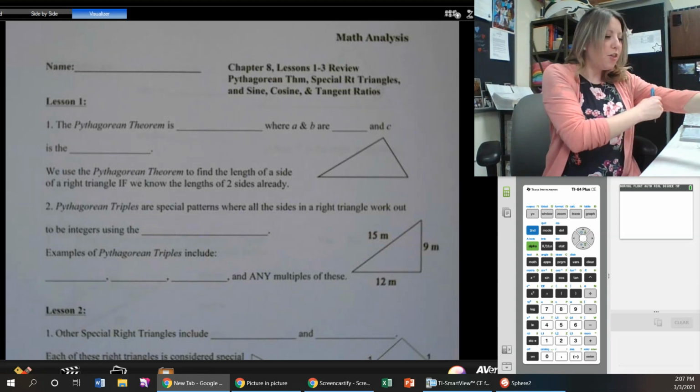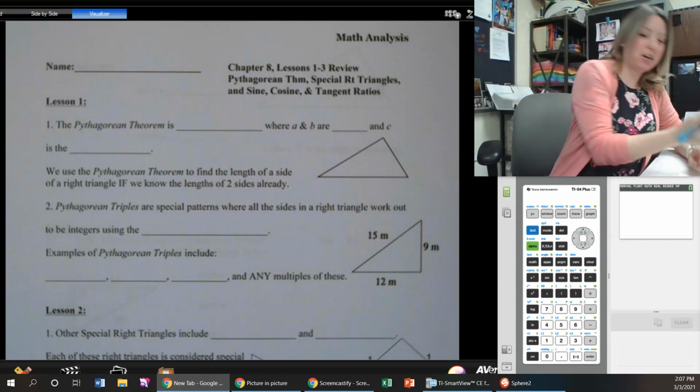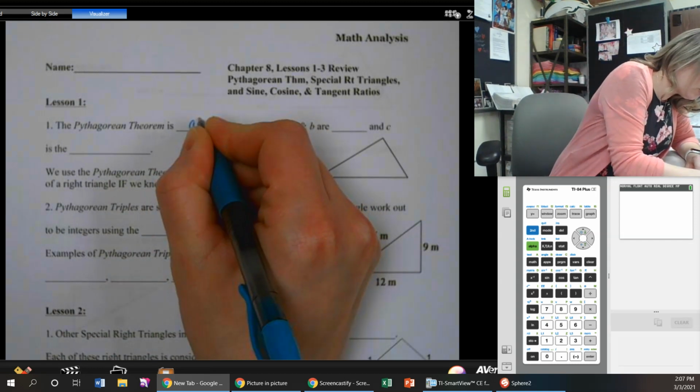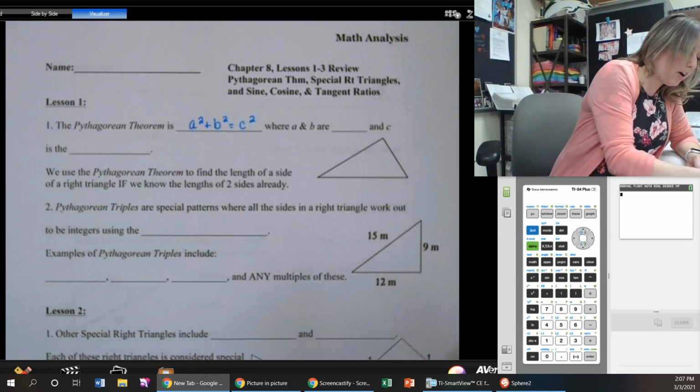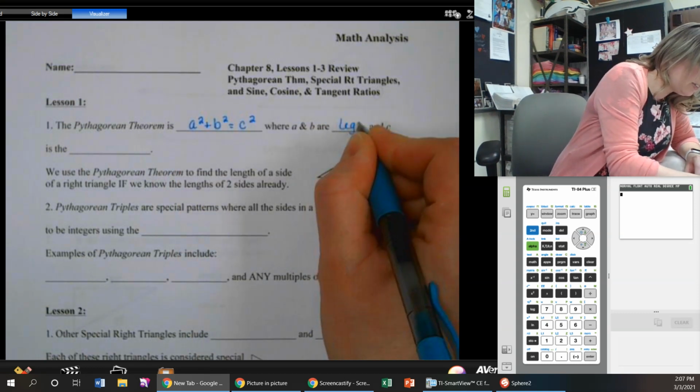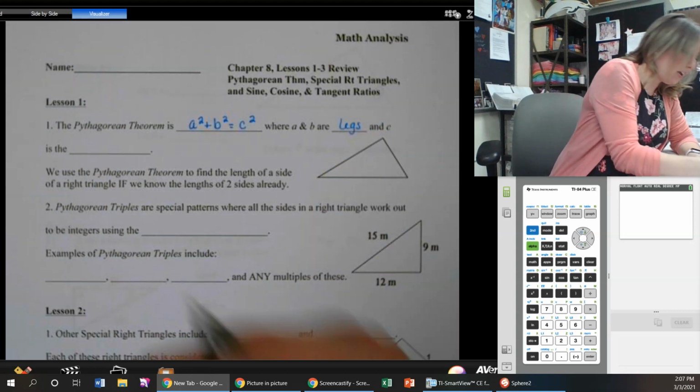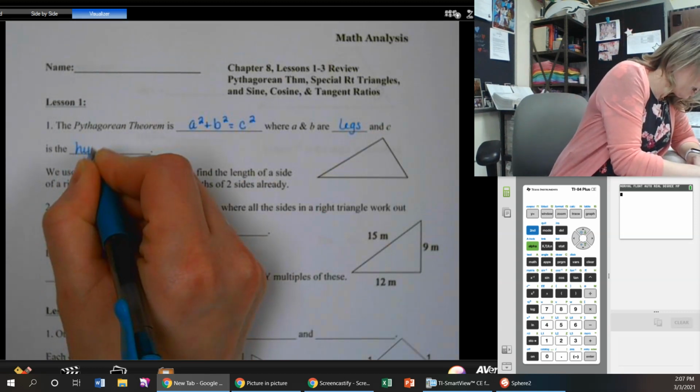Here we go. The Pythagorean theorem is a squared plus b squared equals c squared, where A and B are legs in a right triangle, and C is the hypotenuse.